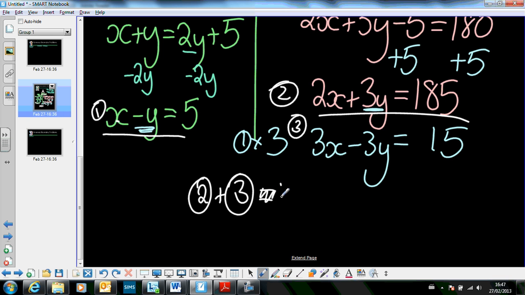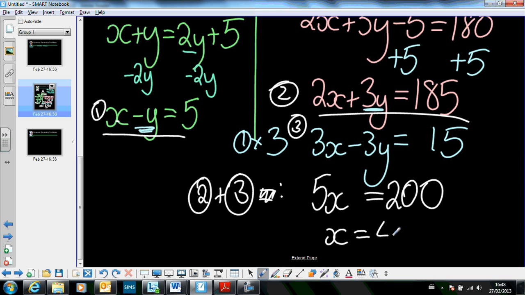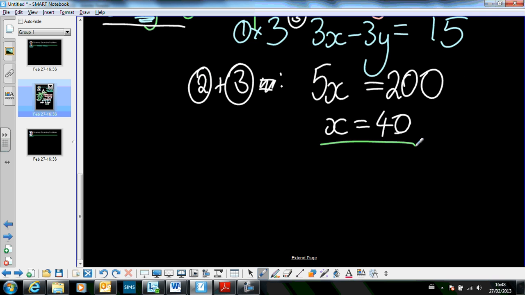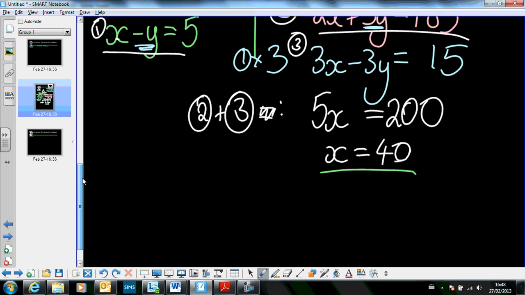I'm going to add equation 2 and equation 3 together. Shouldn't really use an equal sign. And that gives me 5x; the 3y and negative 3y cancel, they eliminate each other. 185 plus 15 makes 200. So if 5x is 200, I know that 1x is equal to 40. Got x, 40 degrees essentially.